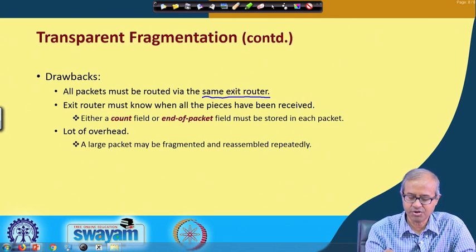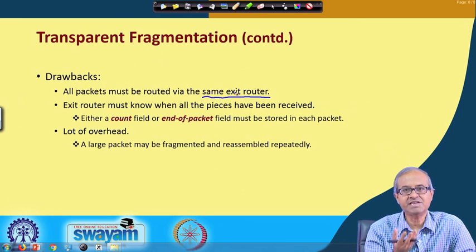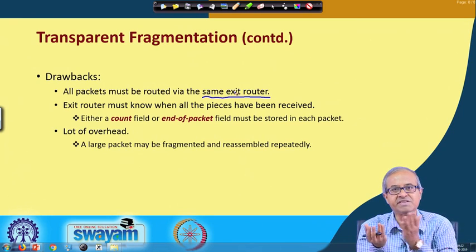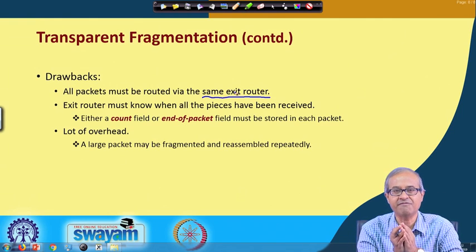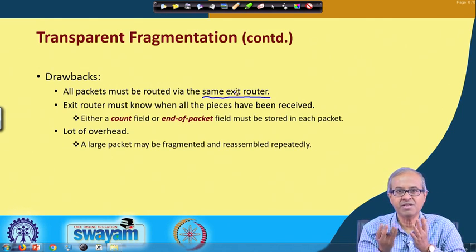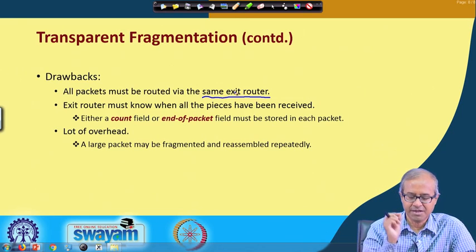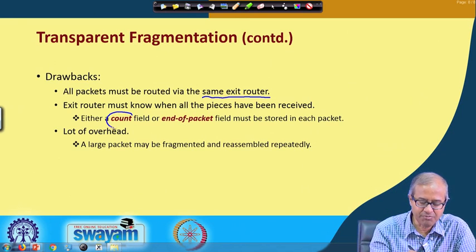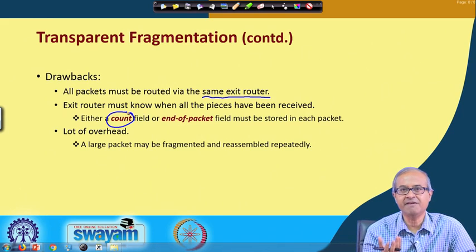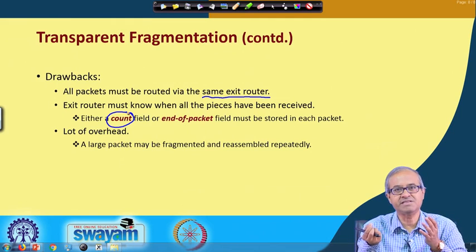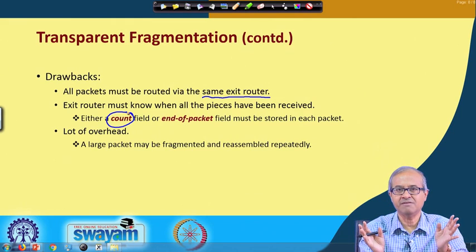Now, another thing is that the exit router must be able to know whether it has received all the fragments of a packet, so that it can put them together again. How can it know? There are two alternatives you can think of. Each packet can come with a count field. The count field will indicate how many fragments remain. So, when it reaches the exit router, the router looks at the count field in the packet. When the count field reaches 0, let us say, it will know that all the fragments have come, and now it can reassemble them.